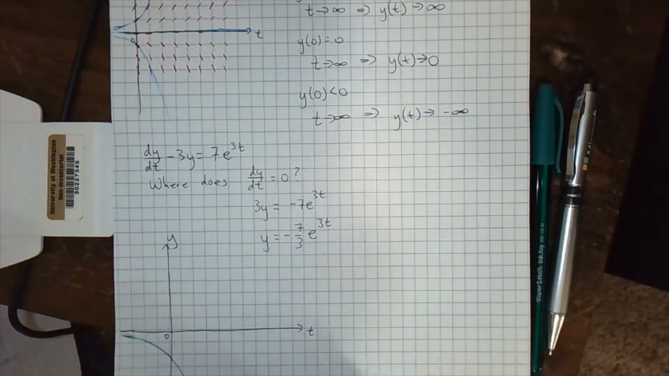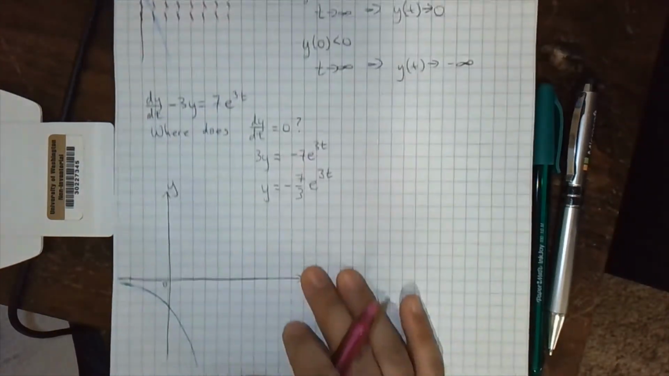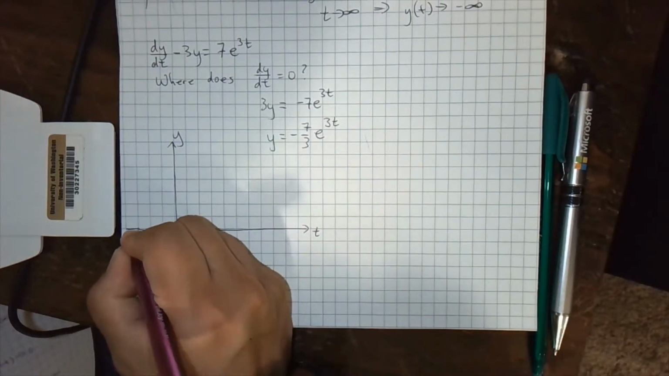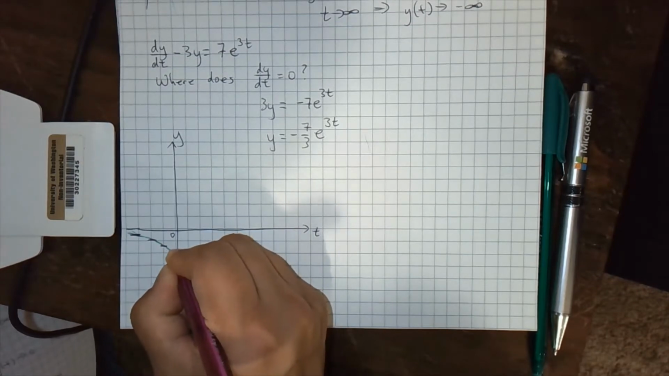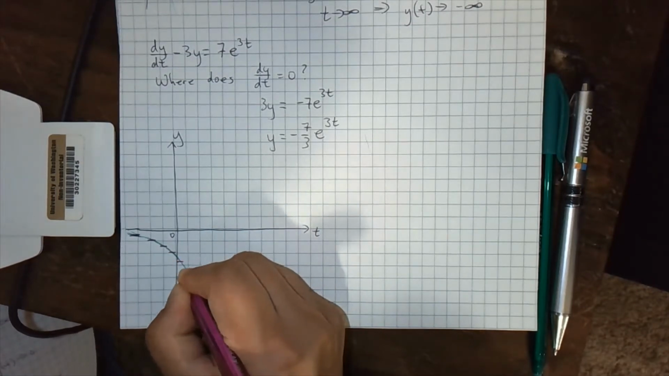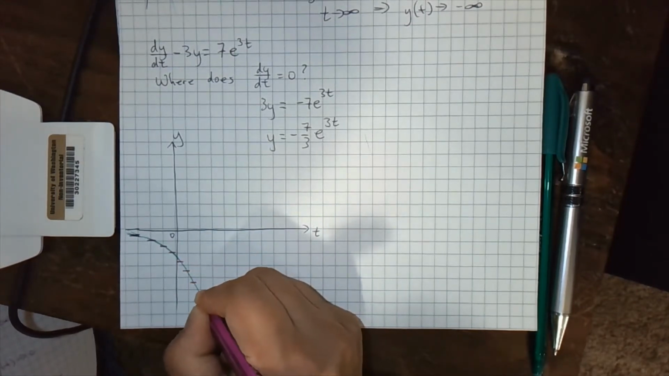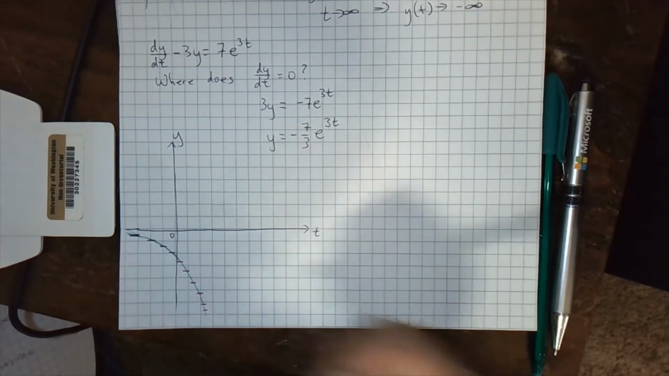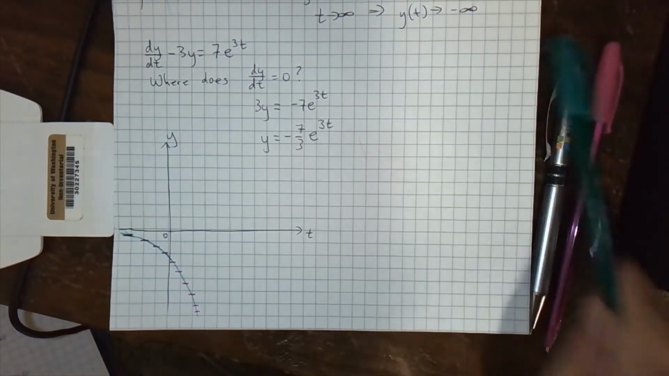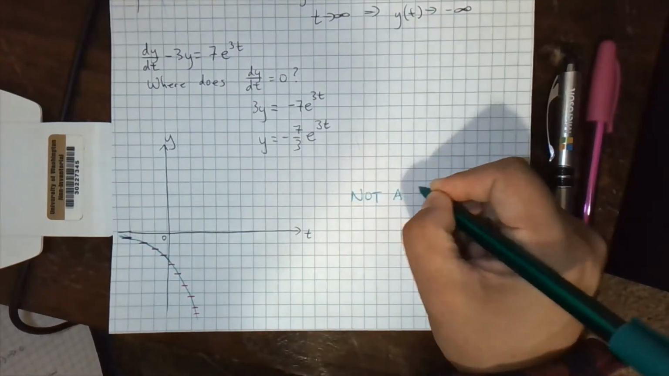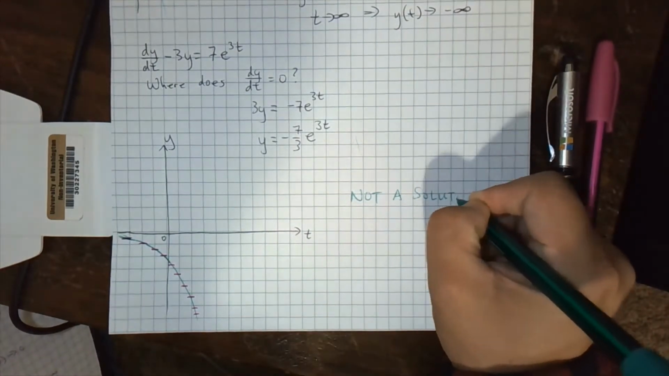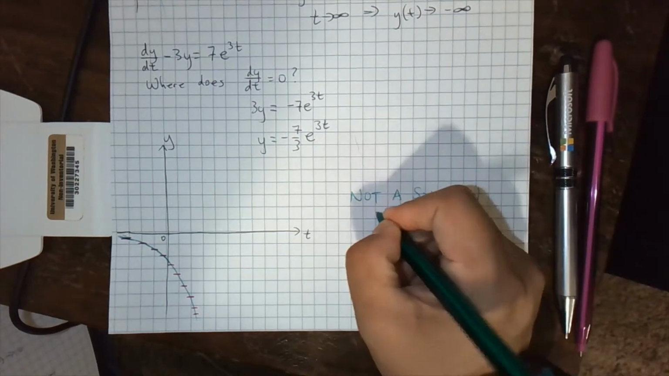And then this curve should be where dy by dt equals 0, which means every little slope line on that curve is going to be horizontal. That's what a 0 slope is. Note that this green line is not a solution curve. Solution curves do not behave this way.